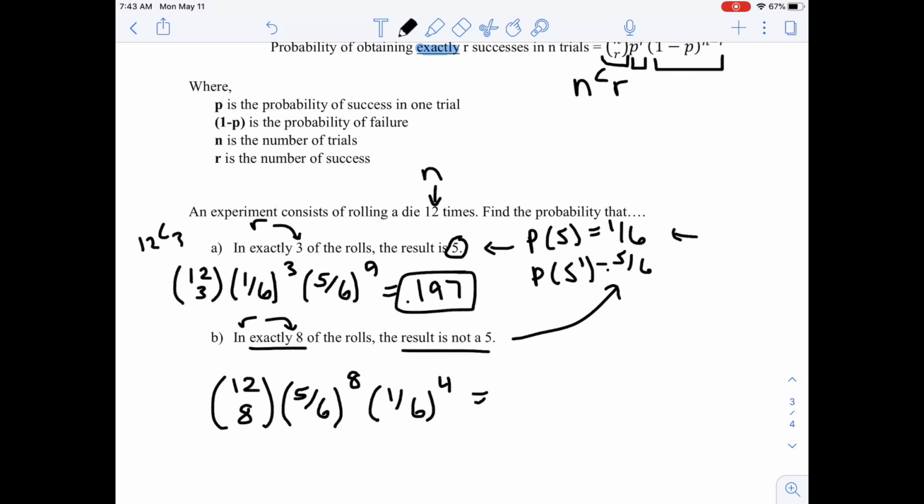And we find that to be 0.0888. Not too worried about decimal places. When you are doing MathXL, just make sure you go to the number that they ask for.